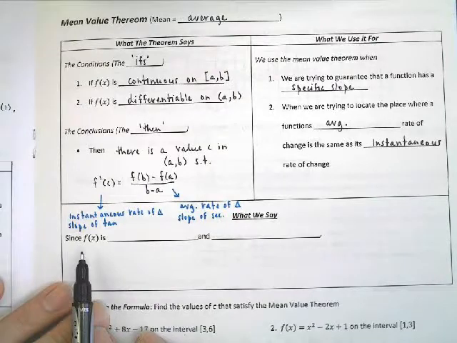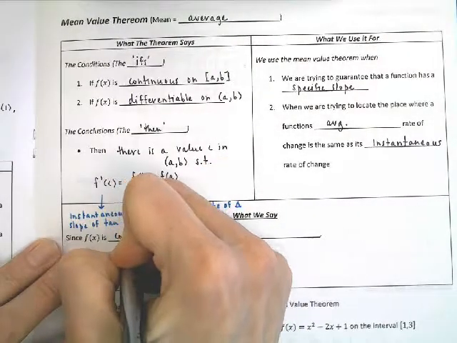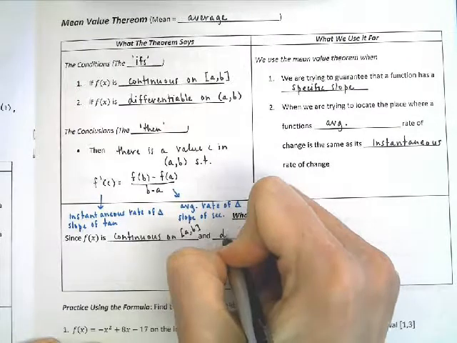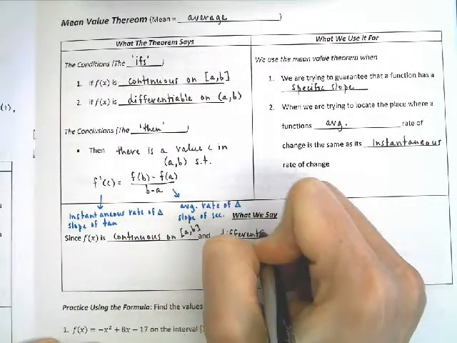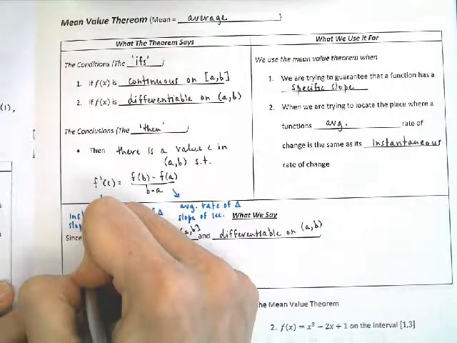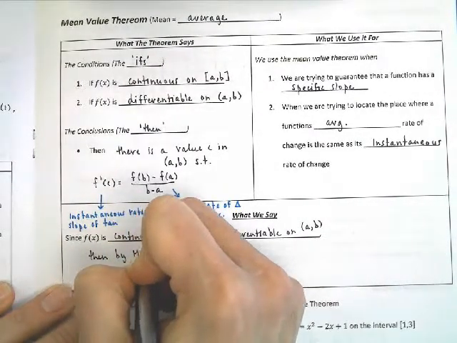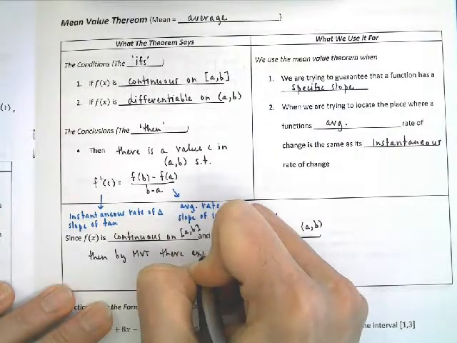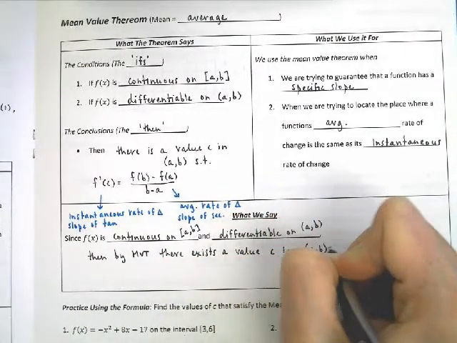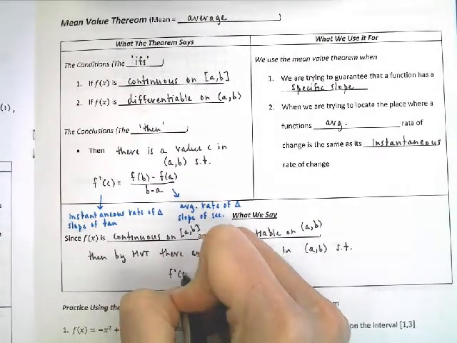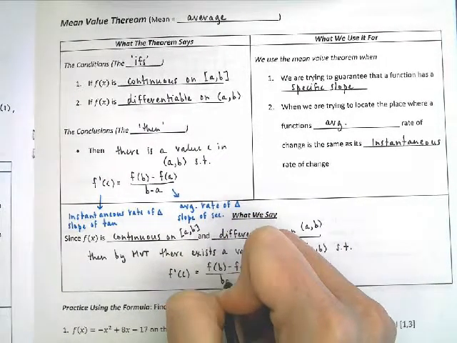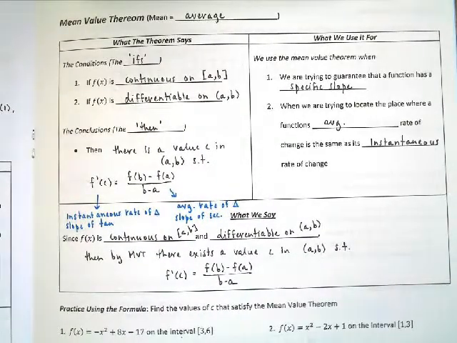Okay, and so here's how this all comes together. We would say since f of x is continuous on the closed interval a, b, and it's differentiable on the open interval, then by the MVT, there exists a value c in the interval a, b, such that f prime of c, that instantaneous rate of change, is equal to f of b minus f of a over b minus a, or that average rate of change.